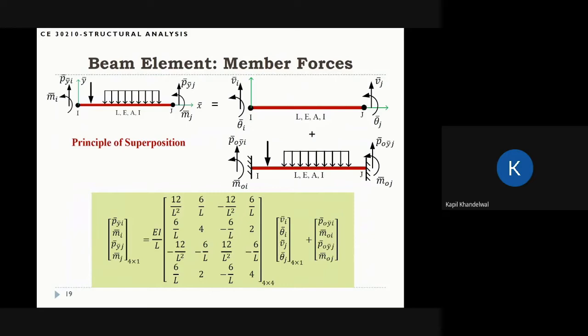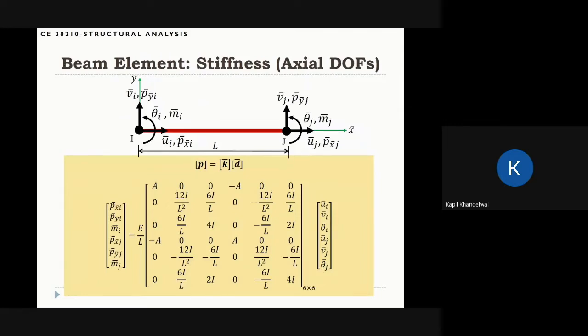And so it depends on the problem. Whenever a problem is given, think about whether you have to consider axial effects or not. And this is the beam element stiffness with the axial degrees of freedom. When we talked about the axial degrees of freedom, what we did is we just added the stiffness coefficients for the bar member into the beam member. That's how we incorporate the axial effects.